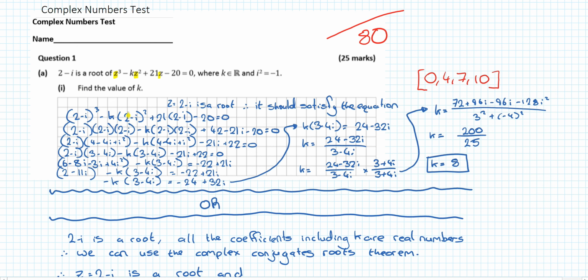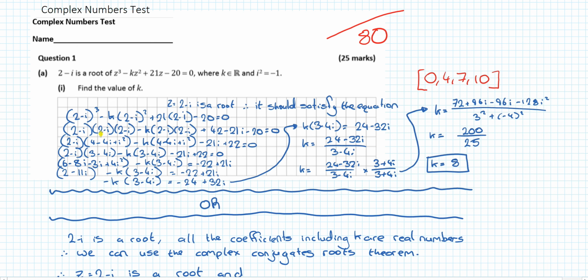So I progressively multiply this out. It's (2 minus i) cubed, which is (2 minus i) by (2 minus i) by (2 minus i), minus k by (2 minus i) squared, plus 21 by (2 minus i), which is 42 minus 21i, minus 20. I tidy up the 42 and the minus 20 to give me plus 22.